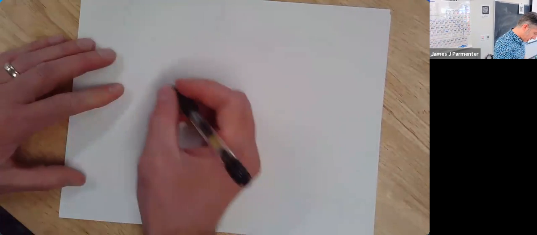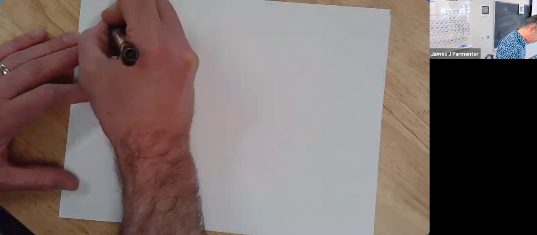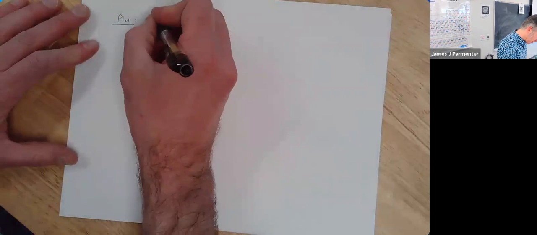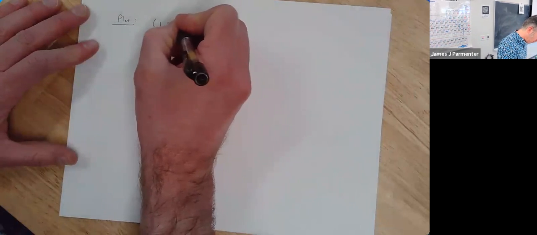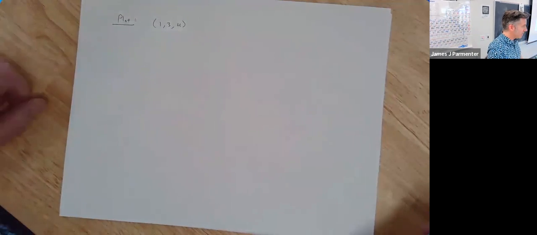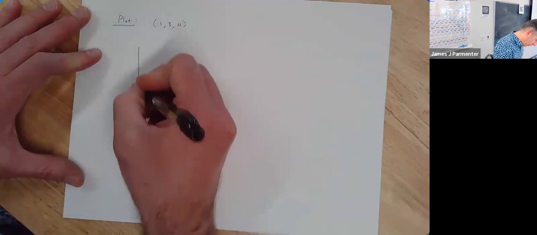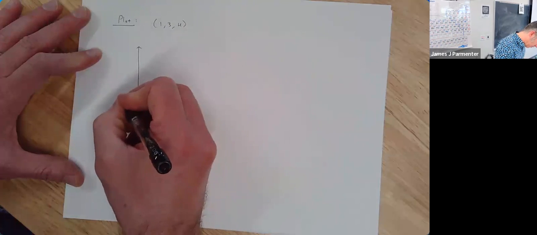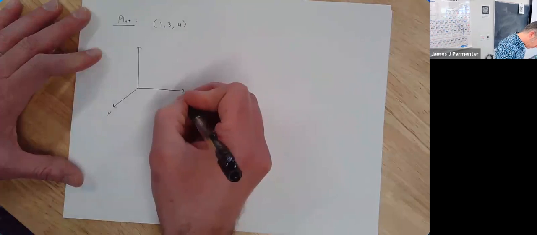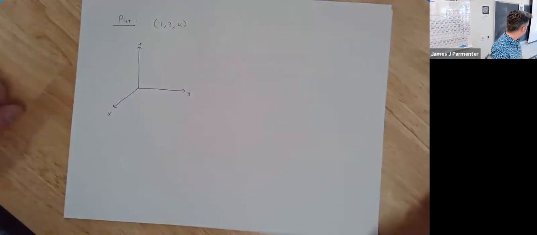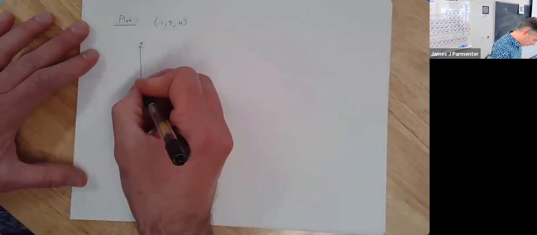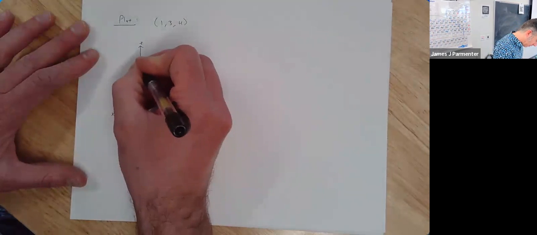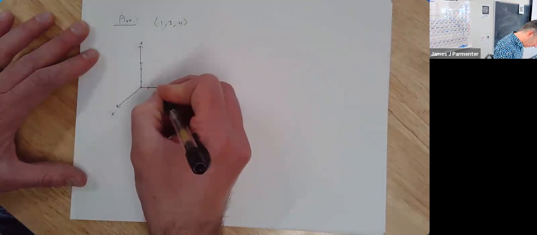Okay. So let's say I want to plot the point 1, 3, 4, which is my x, y, z coordinate. So I'm going to draw my usual x, y, z coordinate system. And I'm just going to make up numbers. So I know I'm going to be going 4 at the most in any direction. 4 that way, that way.